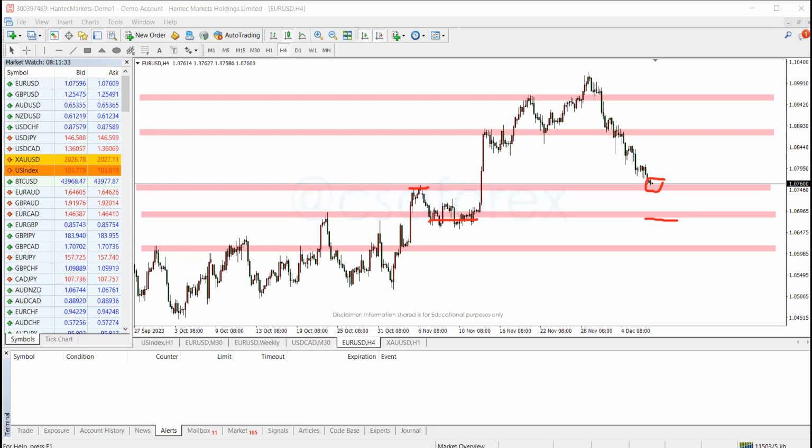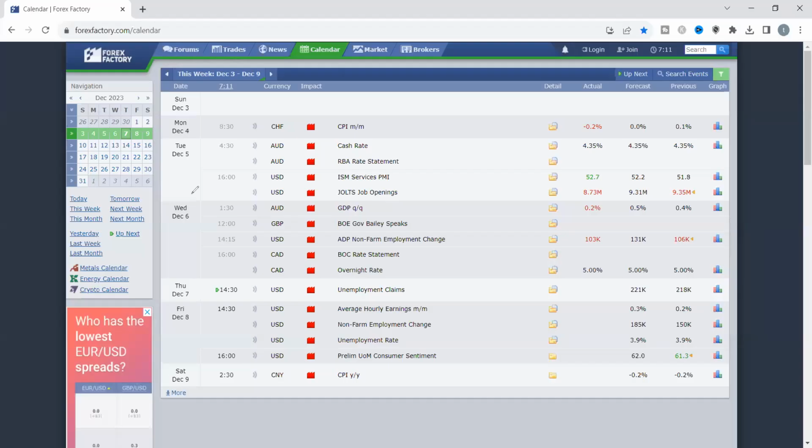Let me show you the calendar, because it's always good to pay attention to the calendar. Look at the calendar in front of us, Thursday, today. By 2:30 p.m. West African time, we have news for the dollar, unemployment claims. And of course, tomorrow is the big one, the non-farm payroll for the USD, as you can see. This is going to be the last non-farm payroll, NFP, for the year 2023.